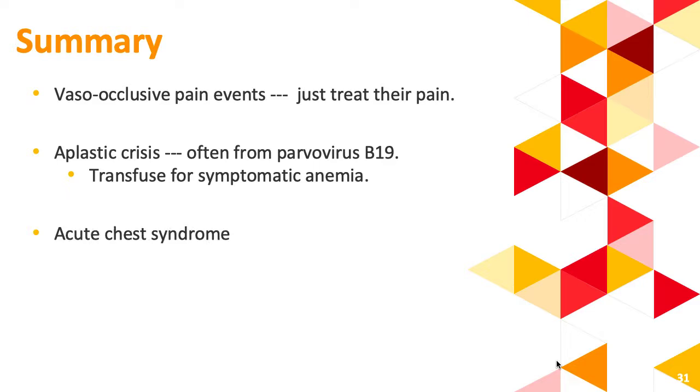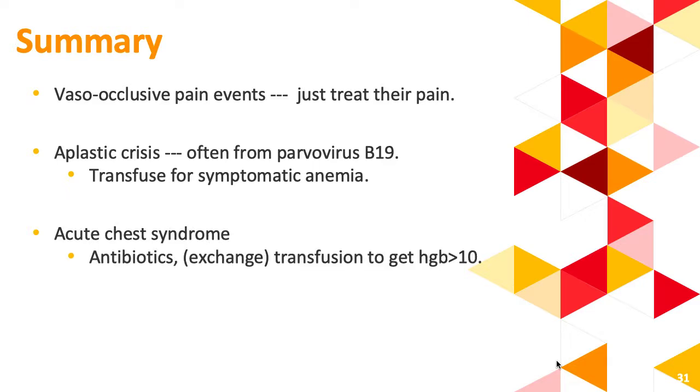Acute chest syndrome, antibiotics, just like you're treating pneumonia. And then transfusion, you do a simple transfusion first, and you'll generally do a simple transfusion for the vast majority of these patients. If they're super sick, then you're going to do an exchange transfusion. Stroke, again, do not give them TPA. You do an exchange transfusion.